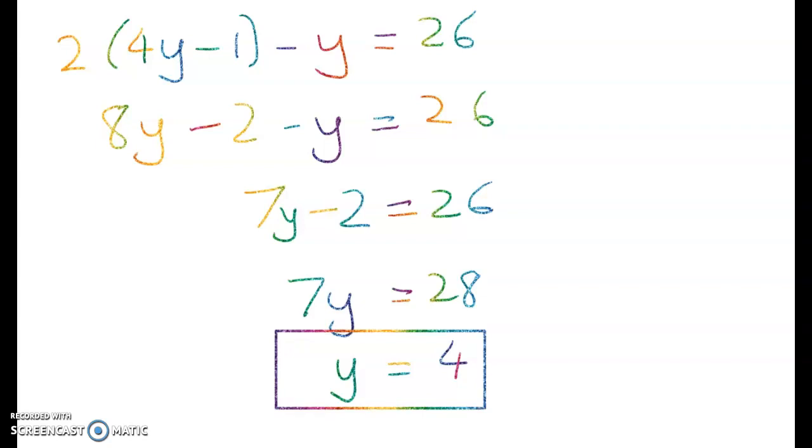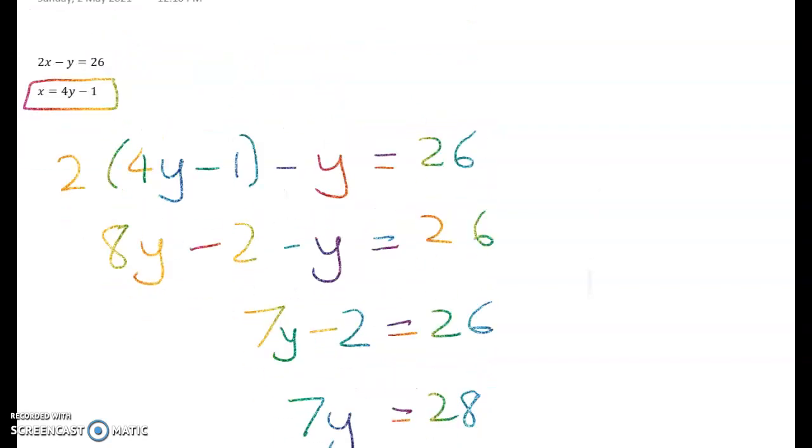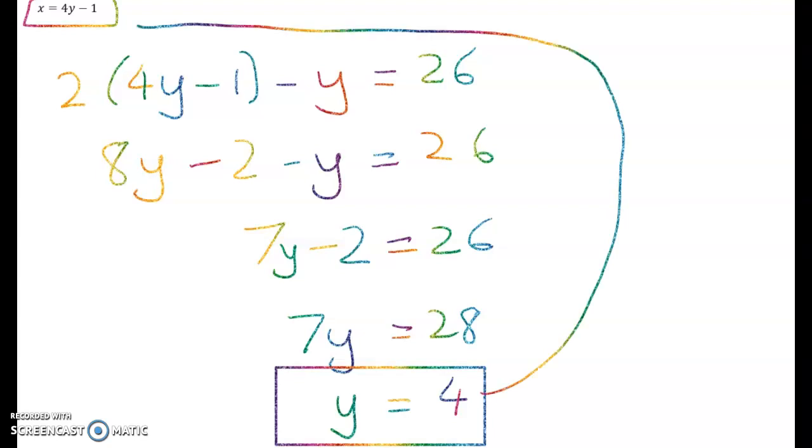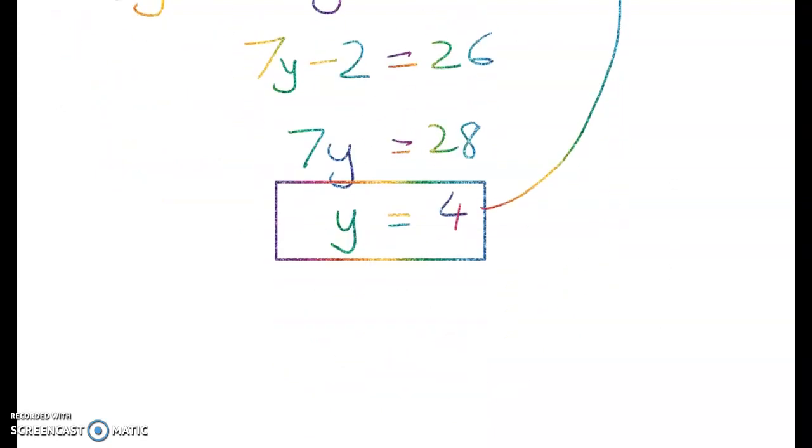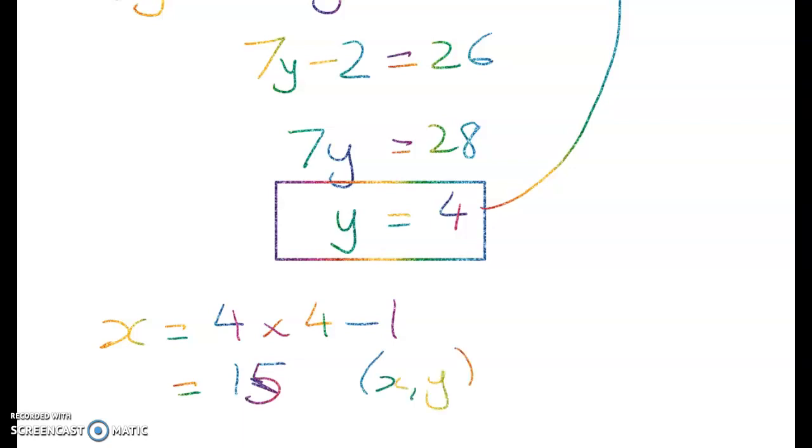Now we take the y value and we have to get the x value. So we take the y and we substitute it into here. x equals 4y minus 1. x is equal to 4 times 4 minus 1, which gives me 16 take away 1, which is 15. So x, y is equal to 15 for x and 4 for y.